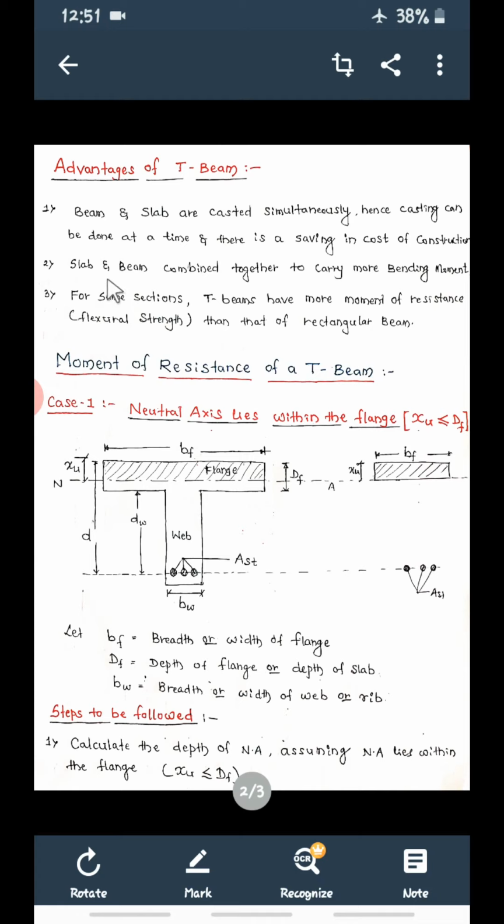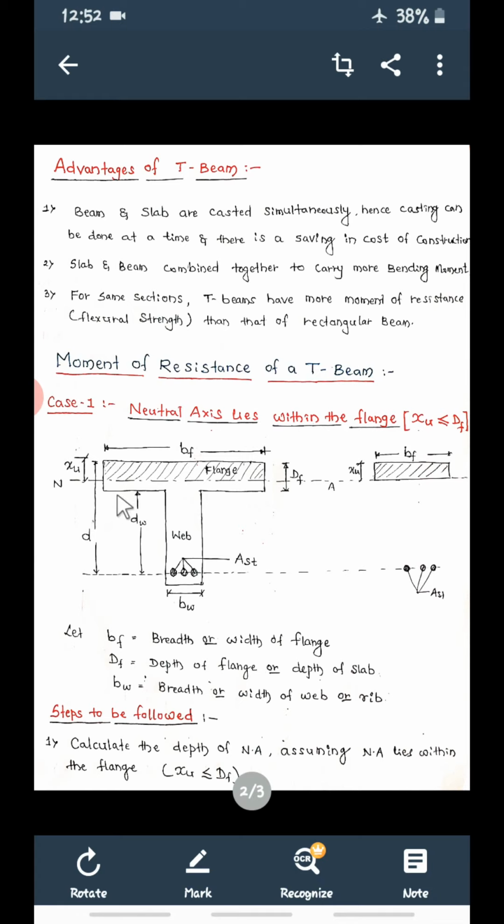Okay. So now the next important thing is how to calculate the moment of resistance of T beam, or flexural strength. What will be the strength of the T beam? That is the moment of resistance of T beam. So there are basically three cases we are going to consider. The first case, let us concentrate on case 1. What is case 1? Again, we will consider the neutral axis. Case 1 is neutral axis lies within the flange.